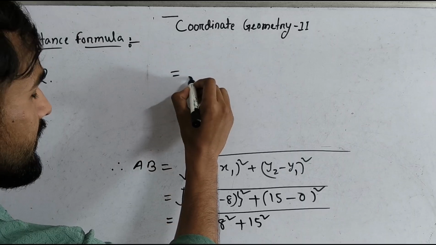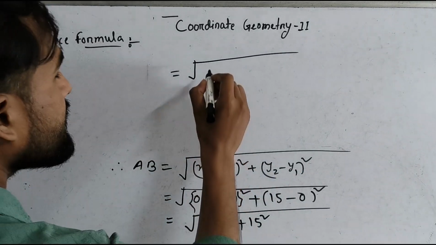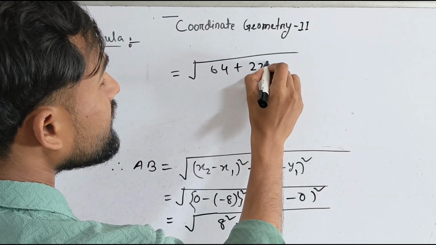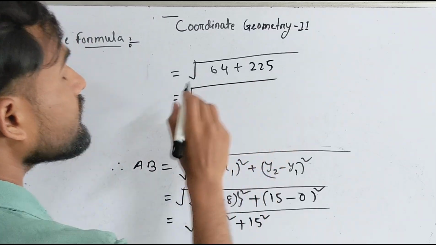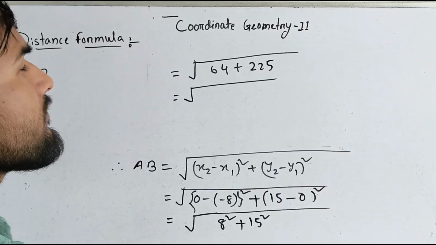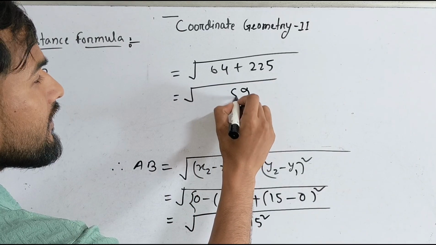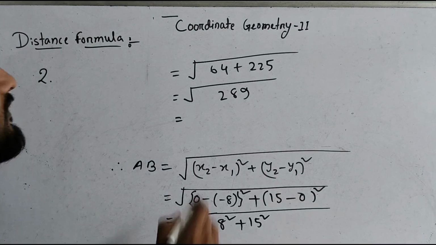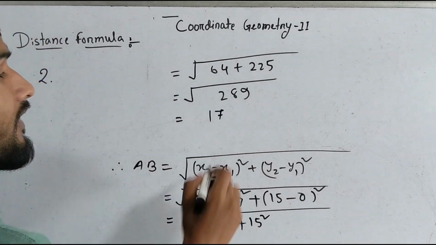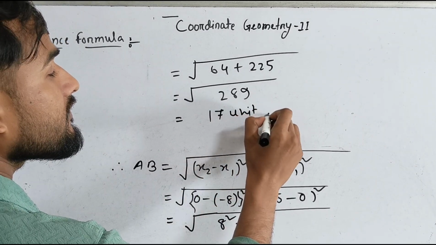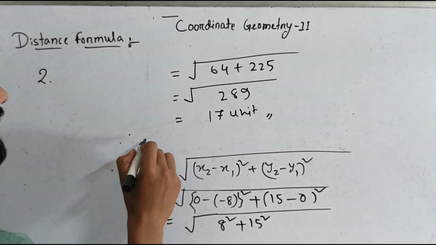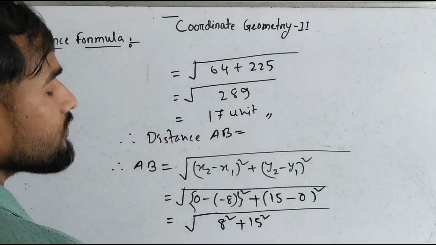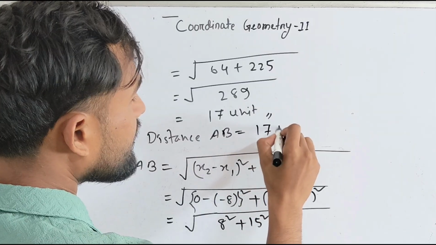And the next line will be 8 square means 64 and 15 square will be 225, and the addition will be 289, and we know that the square root of 289 is 17. This is the answer. Therefore distance AB equal to 17 unit.